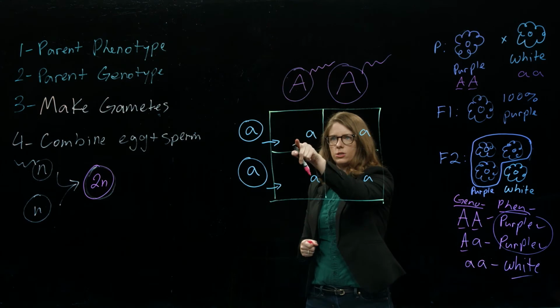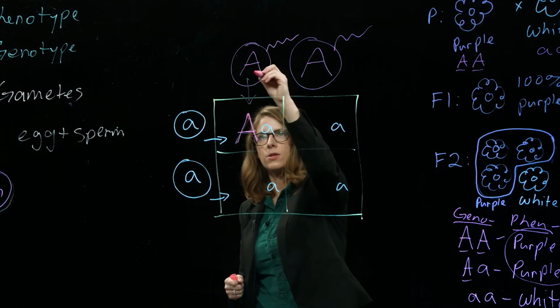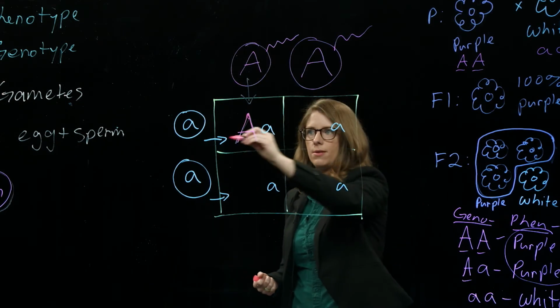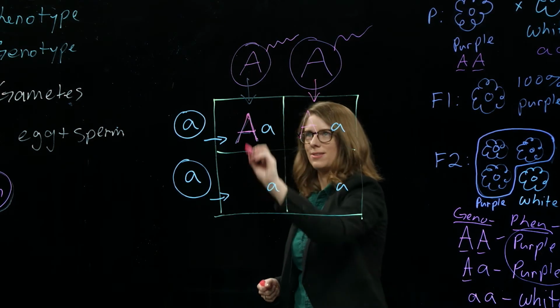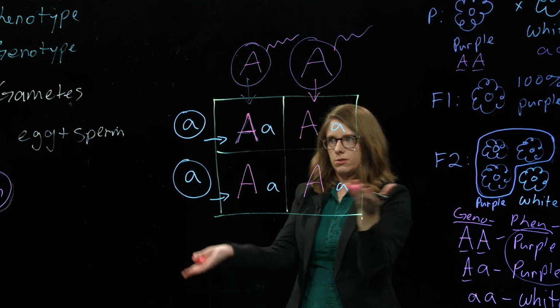So this square represents this egg being fertilized by that sperm, so we'll bring them down. That sperm fertilizing that egg, that's what you're making here. And again, same thing: this egg being fertilized by this sperm, that's what we're making. It's all going to be the same. This egg being fertilized by that sperm, that is what you're making.